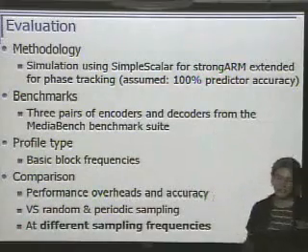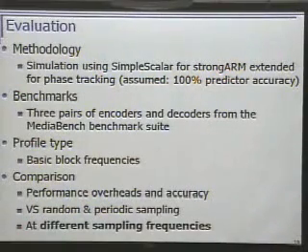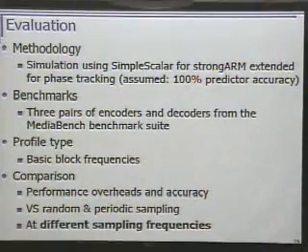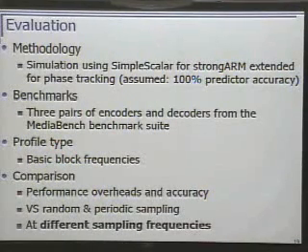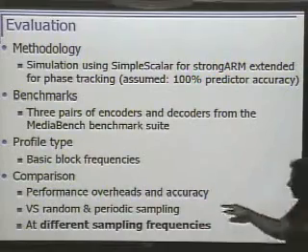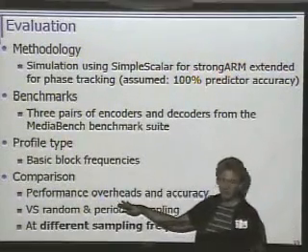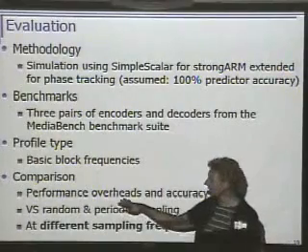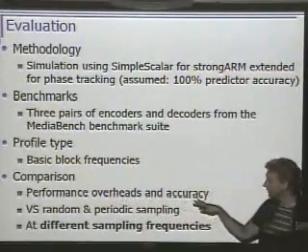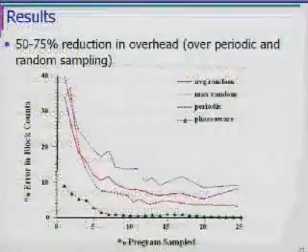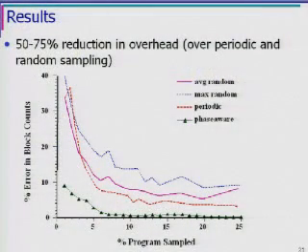Benchmarks: 6 different benchmarks, 3 pairs of encoders and decoders from the MediaBench suite. The initial data I'll show you is just on basic block frequencies. So when it tells us to profile, we sample the basic block counts. Then we've compared the performance overheads, computation and communication in terms of execution time and power, versus the accuracy. And we compare it against random and periodic sampling for different sampling frequencies.